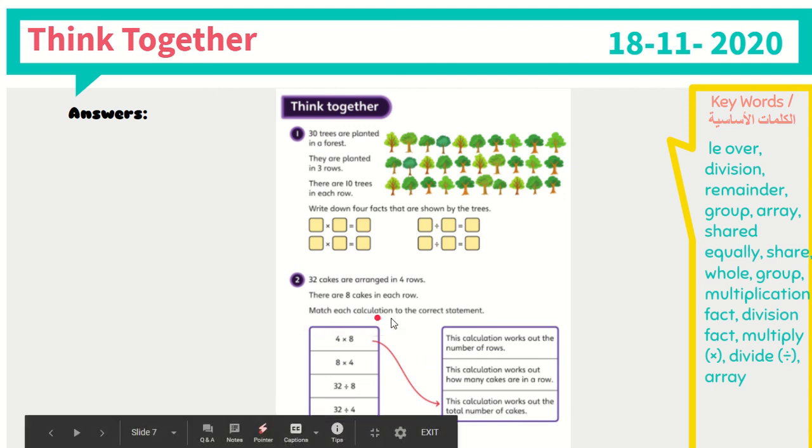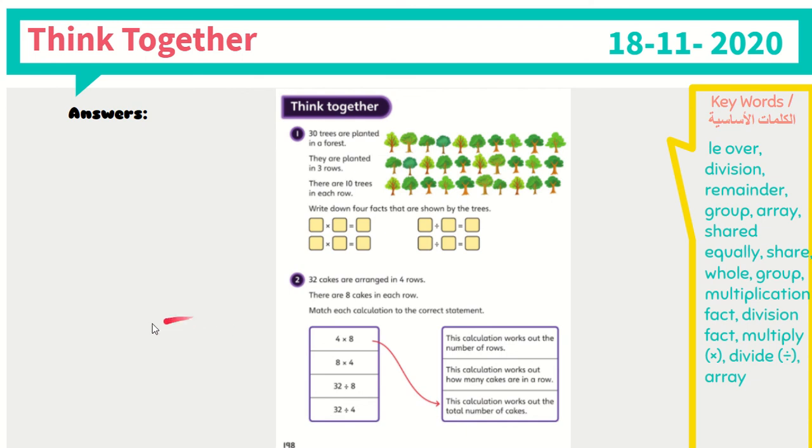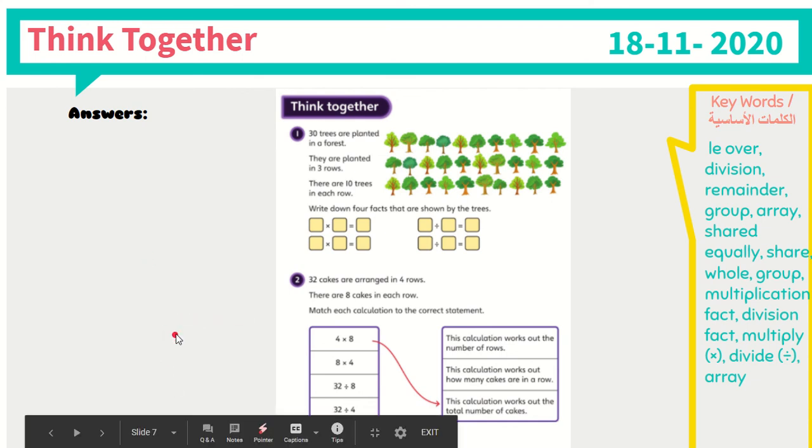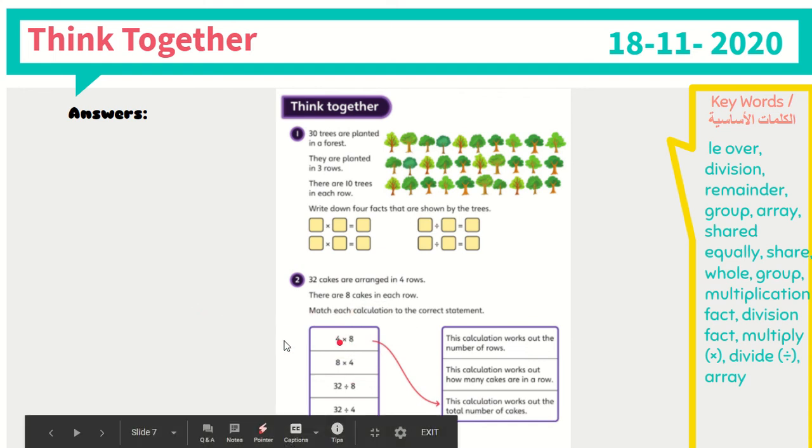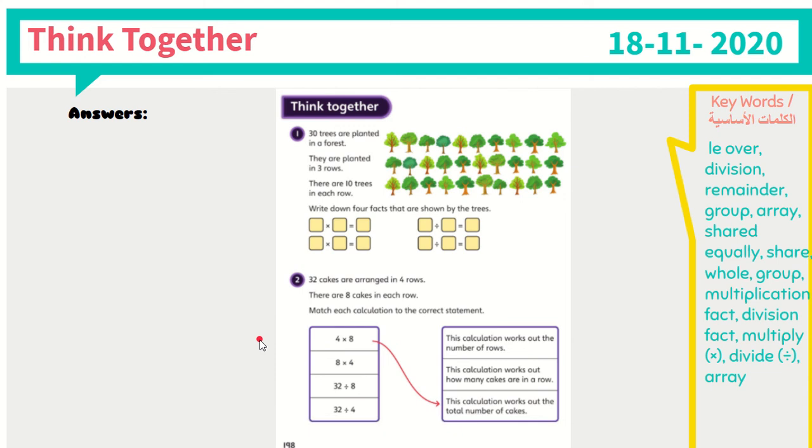We don't know. Try to draw pictures of 32 cakes and arrange them in rows and columns. So by drawing, this will help you to visualize the calculation. It means it makes it clear and easier.